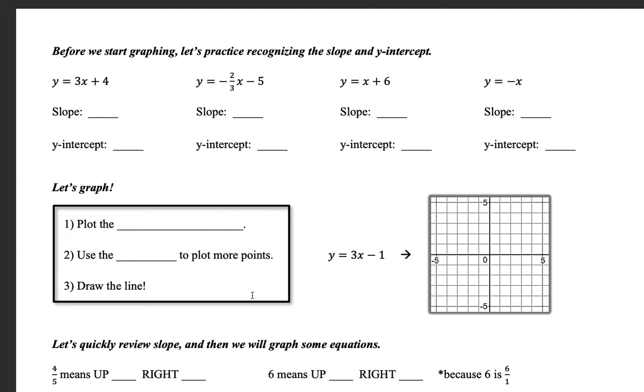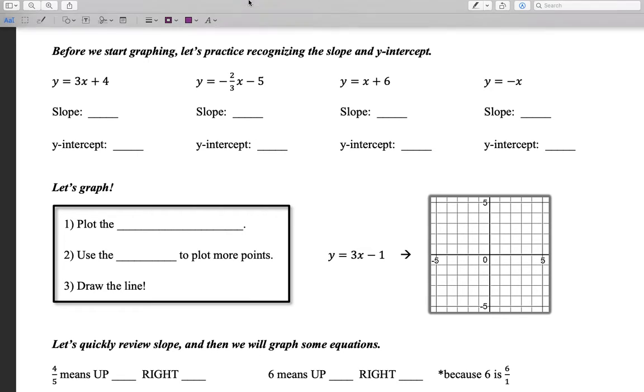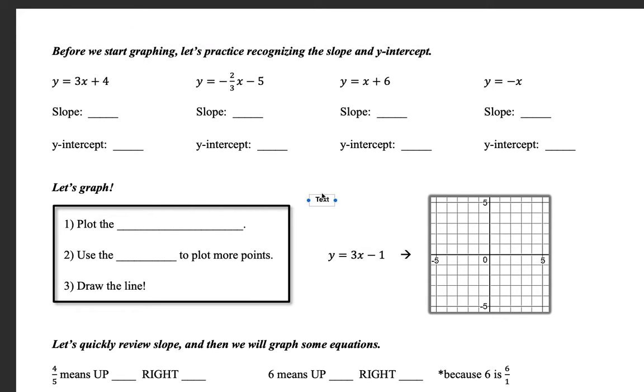But before we actually start practicing, let's practice identifying, okay? So right here, our slope in this case is the number in front of x, which is 3. And then our y-intercept in this case is +4. So please pause the video. Please, please, please pause the video. And try these last three before I solve them, okay?